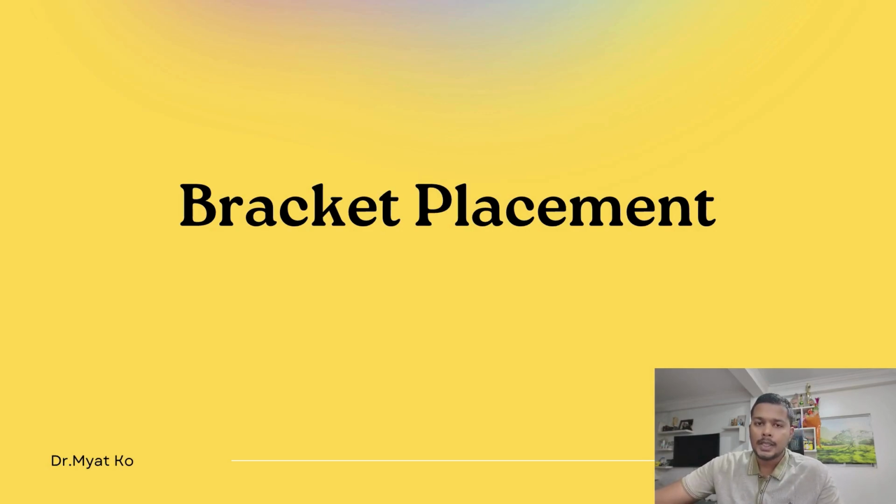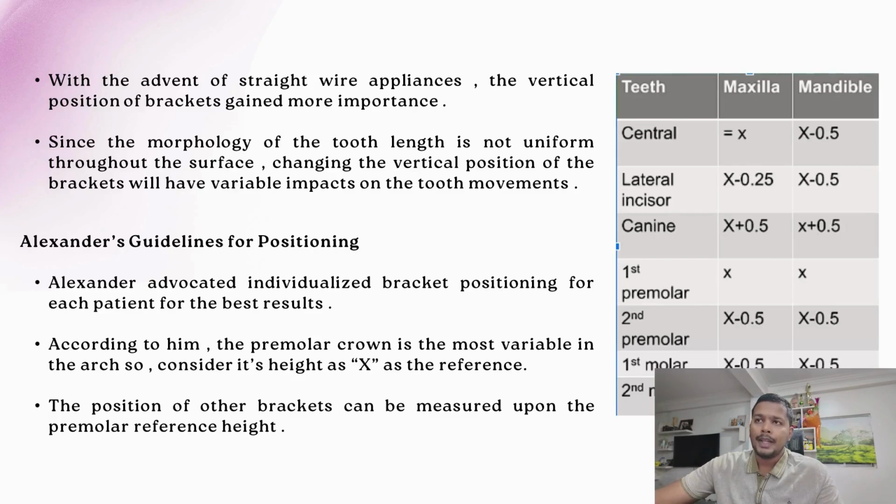So today's presentation is about bracket placement. I'll make it as simple as possible. With the advent of the straight wire appliance, the vertical position of the bracket gains more importance. Whether you put it more gingivally or more occlusally, it can have a major impact on tooth movement.